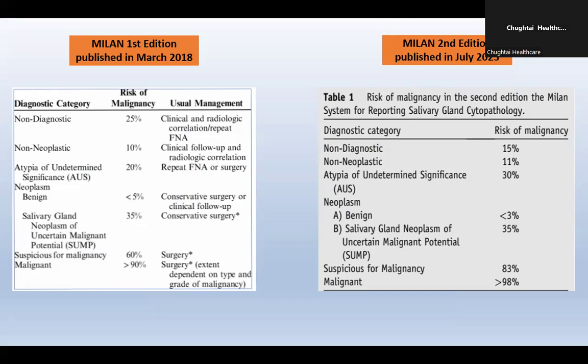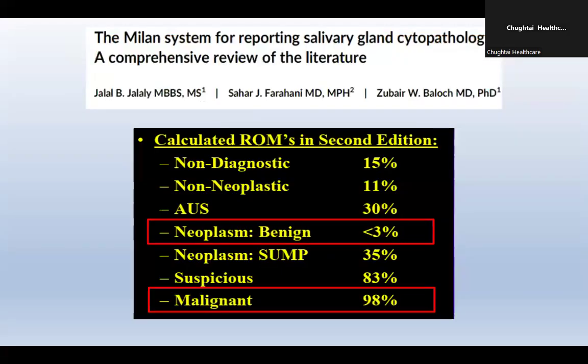So here is the comparison of the Milan system first edition and the second edition, which was published in July 2023. The major difference is in the benign category and malignant category. In the first edition, the risk of malignancy was approximately 5% or less for the benign category. But now in the second edition, the risk of malignancy is reduced to less than 3%. In the first edition, the risk of malignancy for the malignant category was around 90%, but in the second edition, the risk of malignancy for category 6 or malignant is 98%. So these are the 2 major changes.